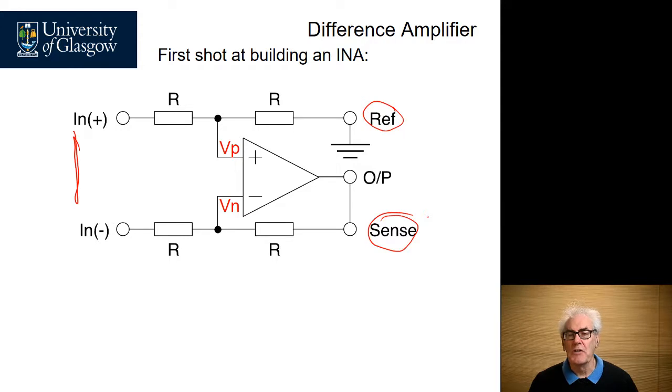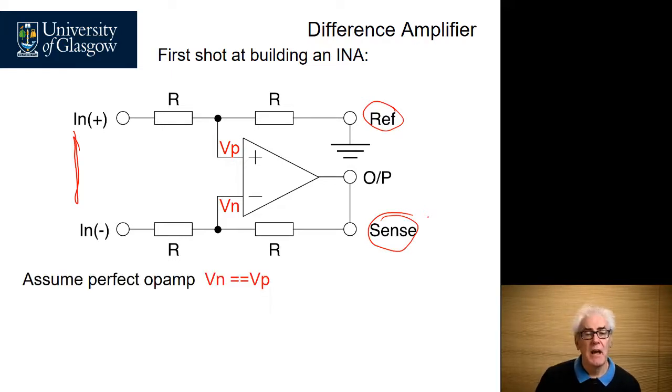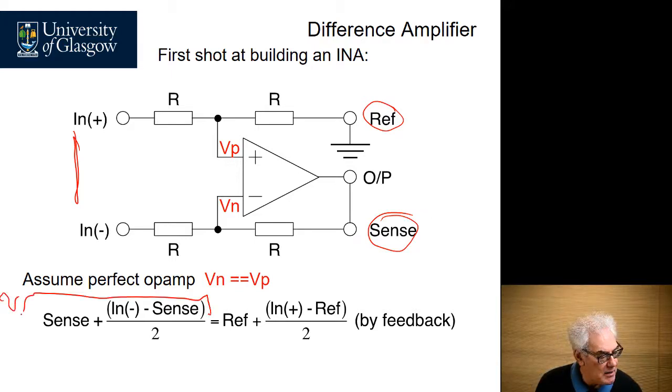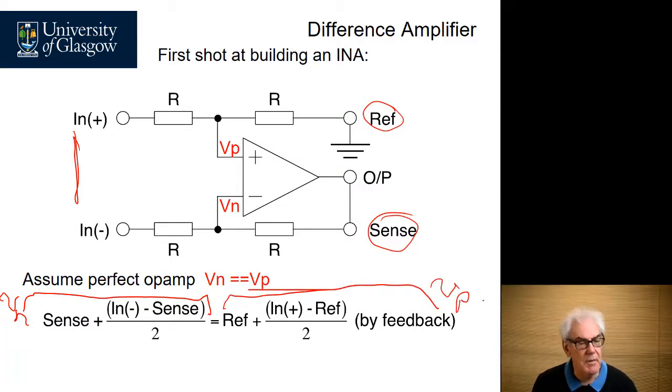The triangle we should assume is a perfect op-amp, and we can now do the analysis around this circuit to find out what the transfer function is and what the performance will be. It's a perfect op-amp, so we can assume that Vn equals Vp, and we can calculate out Vn and Vp. This here is Vn, and this here is Vp.